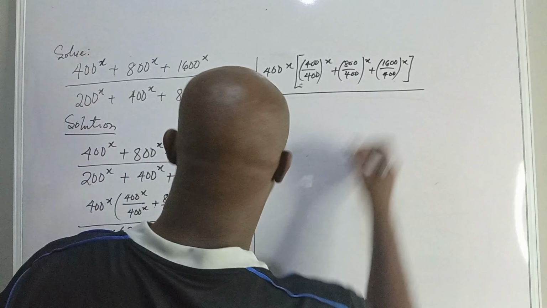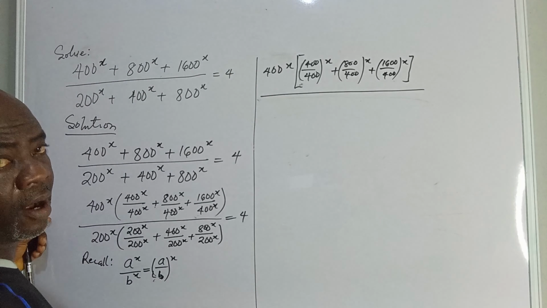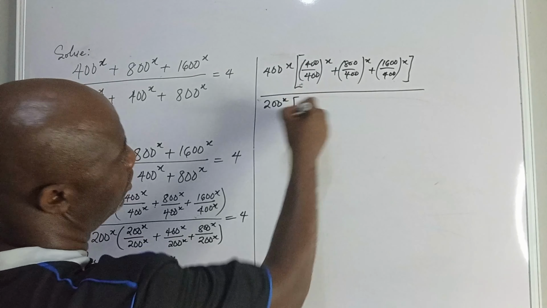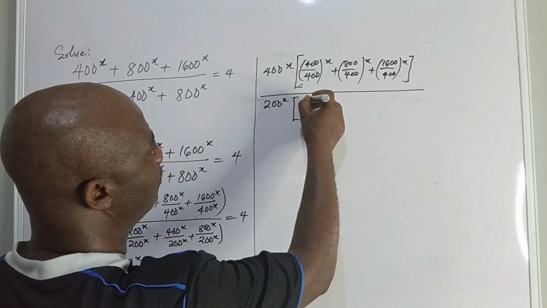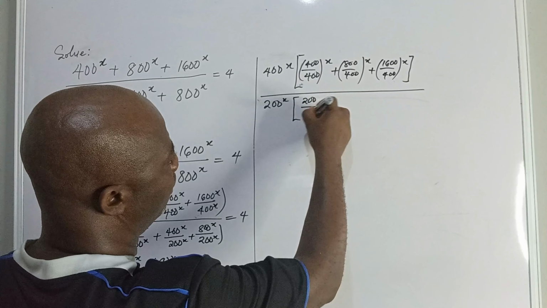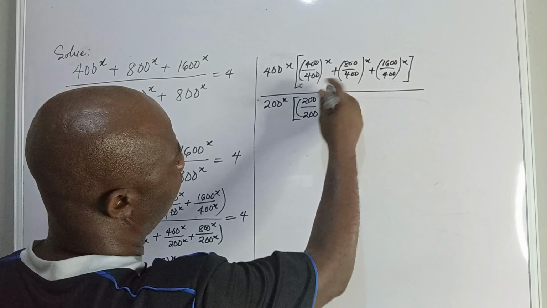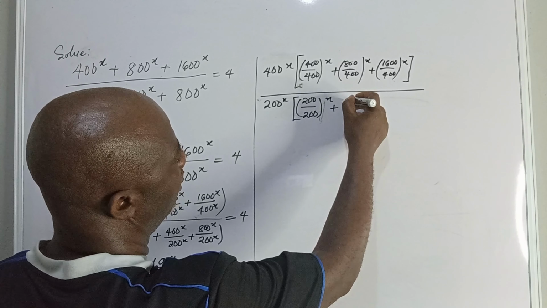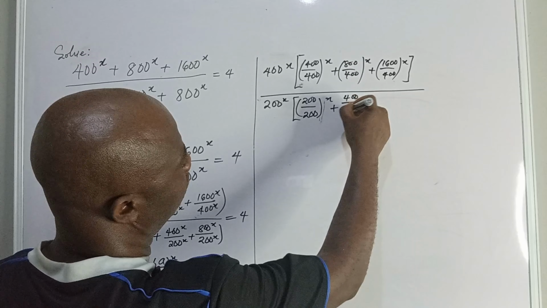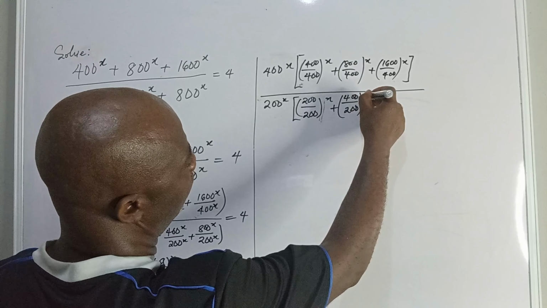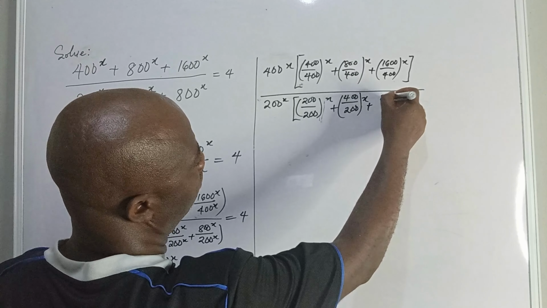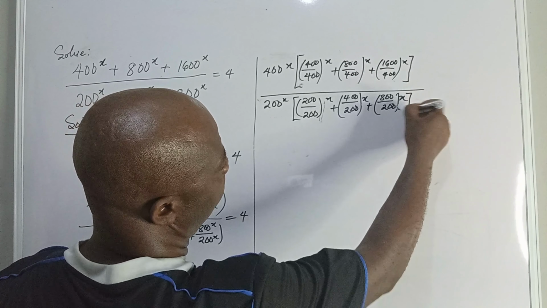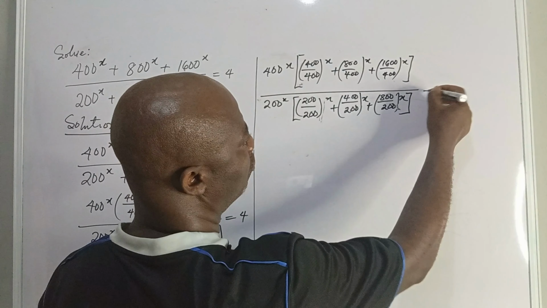Now we do the same thing for the denominator. On the denominator, we use that same principle. So we have 200^x. In bracket, I'm going to have (200 over 200)^x plus (400 over 200)^x plus (800 over 200)^x. Close the bracket, and then this will be equal to 4.